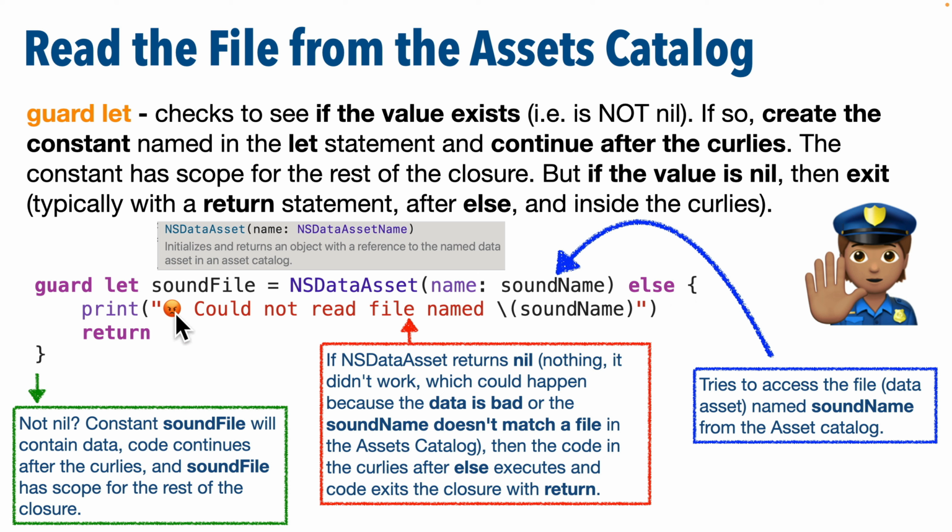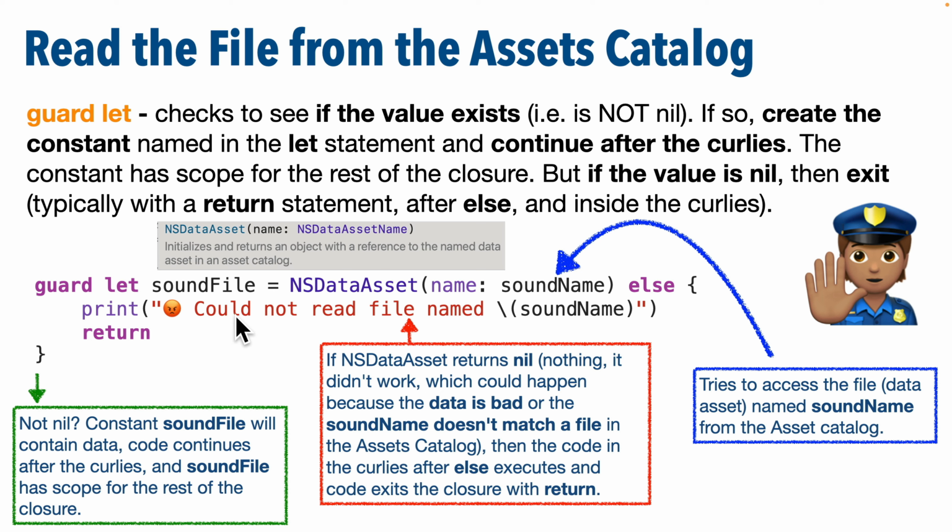Now, if it can't get through, meaning it can't create the constant sound file, then we execute these curlies after else. This has to have a statement that stops the execution of the current closure. So for us, that means it's going to exit the button action. We're not going to execute any more code inside the button action curlies. And the statement we use to do this is return. So in this case, return is going to say, go home, no more button action code for you.